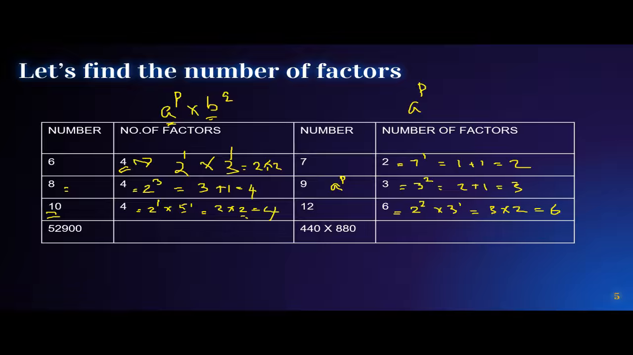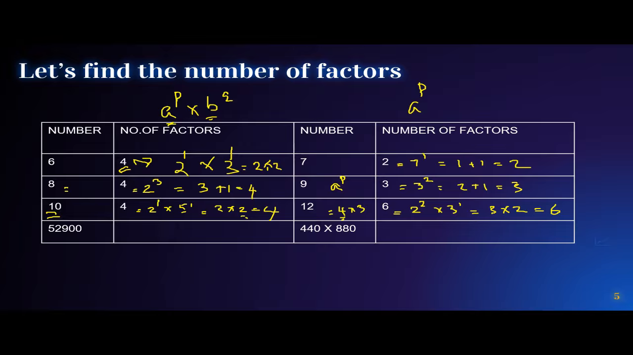So 6 you can write as 2 square into 3. That is 4 into 3. I can write it as 4 into 3, but 4 is not a prime number, so I have to primitize this number, which comes to 2 square. That's why I have written it as 2 square into 3 power 1. So the value of p is 2 and the value of q is 1, and p plus 1 is 3 and q plus 1 is 2. So 3 twos gives you 6. So you get the number of factors from 6 to 12 easily.